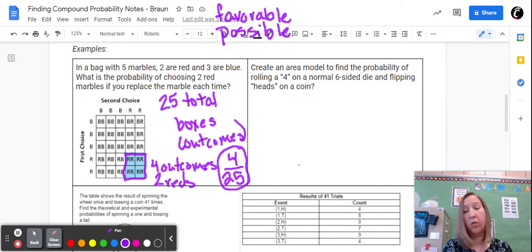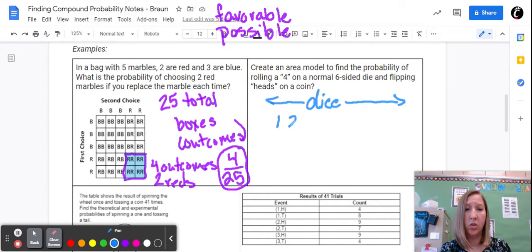All right, so this time we're going to create our own model. And we are going to look more specifically at rolling a 4 on a normal 6-sided die and flipping heads on a coin. So I want to first start by setting up my table. So again, we want to have 1 outcome on our side, 1 going across the top. So the action I'm going to look at first up here is dice, right? So we're going to list this up here on the top, and I'm just going to draw some arrows to show where we're going to go across. So I'm going to list my outcomes, which is 1, 2, 3, 4, 5, and 6. And I'm just going to start setting up my table. So I'm going to just draw some lines.